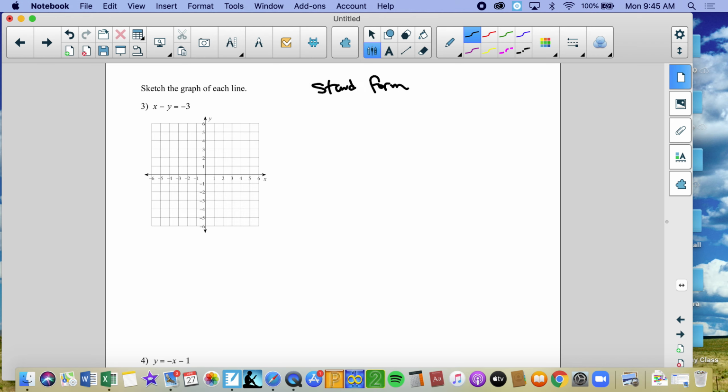So when we're in standard form, we know that we get the x and y intercepts, and I'm going to cover the other one. So the x-intercept equals -3. I go on the x-axis, I make a dot at -3, and then I cover up the x, and -y equals -3. If I divide by -1, I get y equals 3. So my y-intercept is 3. The easiest way to graph that line is through those two intercepts, and very nice and efficient.